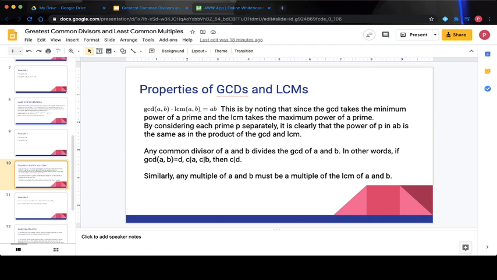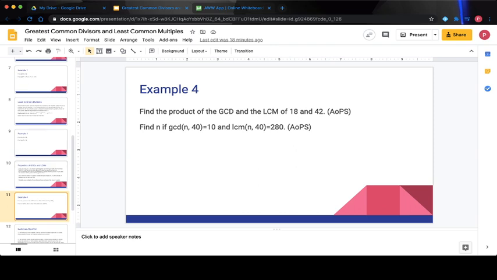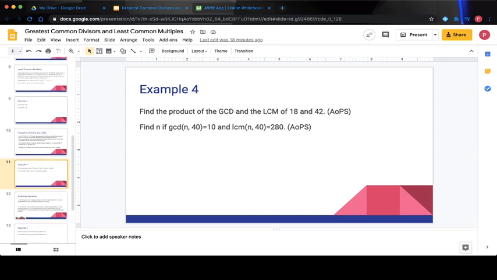And similarly, any common multiple of A and B must be a multiple of the least common multiple of A and B. So let's go to an example.